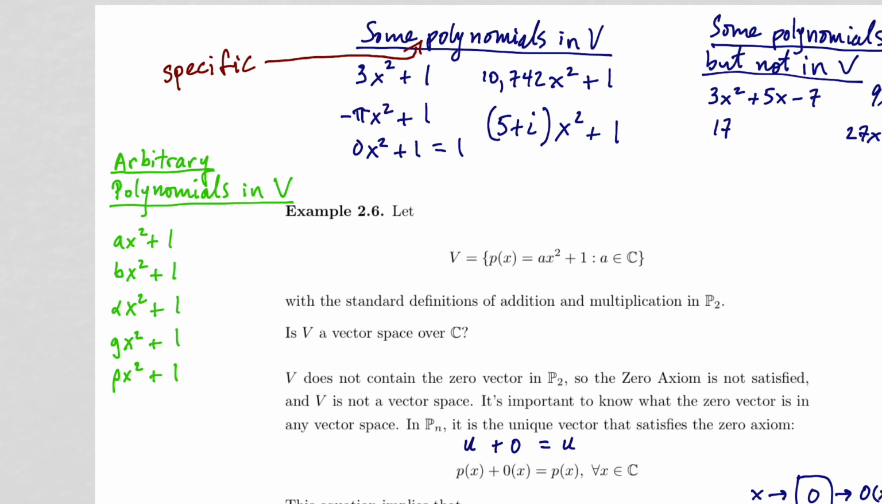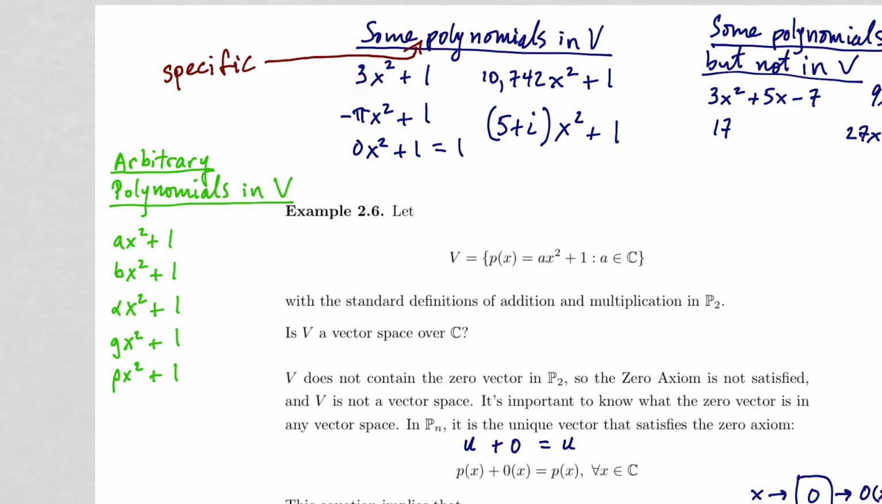By contrast, here are some arbitrary polynomials in V, and they're pretty boring. ax squared plus 1, bx squared plus 1, alpha x squared, gx squared, rho x squared. This is the Greek letter rho. So basically some variable, like in basic algebra, you switch from numbers to variables.